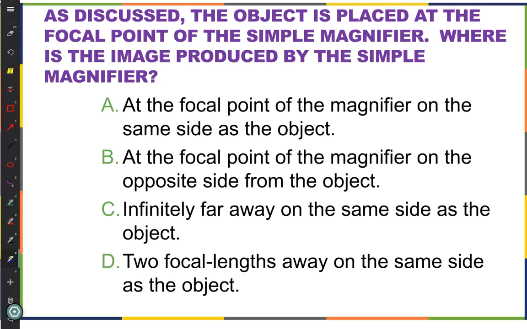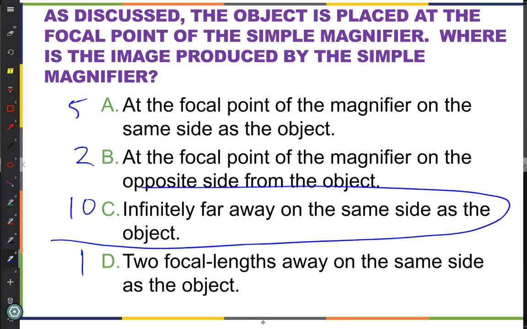Okay, everyone's answered. I have to look at my roster to make sure who's here and who's not. So we had 5, 2, 10, and 1. Okay, so 10 people said infinitely far away on the same side as the object. That is the answer I was looking for. This was the same question we had at the end of last class period, and I pointed out that it could be on the opposite side. It would mean the same thing, except since we can only focus on the side that's in front of us, that's where it would be.